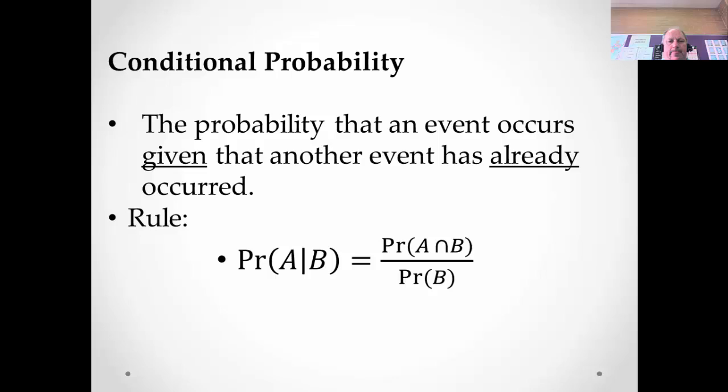There's a rule, and we read this rule as probability of A with a vertical line, given that B has occurred. So we say probability of A given B is equal to the probability of A intersecting B divided by the probability of B.